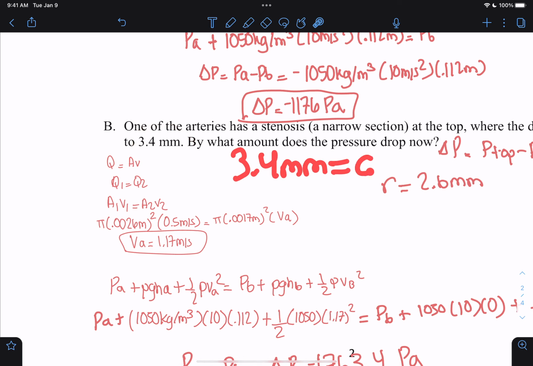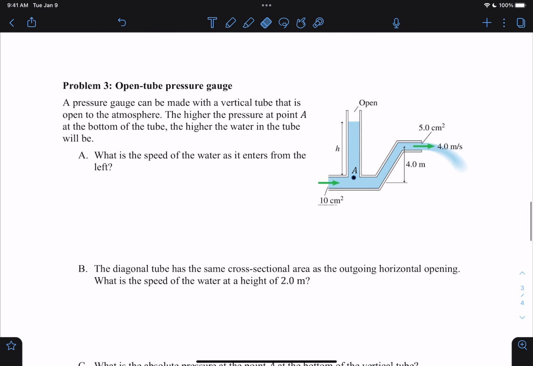We're slightly behind because I think this problem is going to be long, but actually it's not too bad. It only gets bad towards the end, sort of. It says problem 3: open tube pressure gauge. A pressure gauge can be made with a vertical tube that is open to the atmosphere. The higher the pressure at point A at the bottom of the tube, the higher the water in the tube will be.